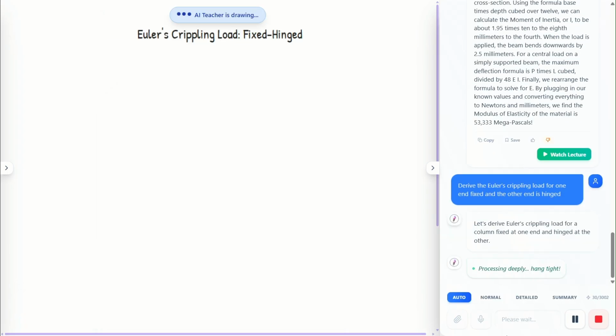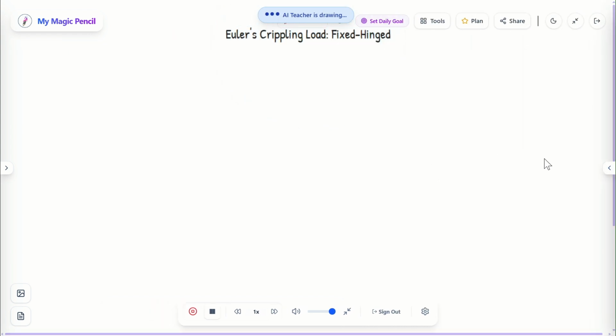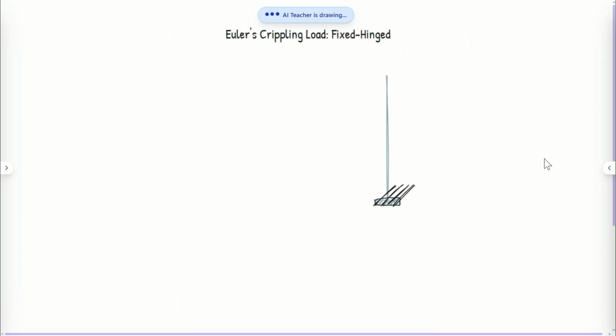Let's derive Euler's crippling load for a column fixed at one end and hinged at the other. We start with a straight vertical column of length L, perfectly fixed at its base. The top of the column is supported by a hinge, which allows it to rotate but not move horizontally.